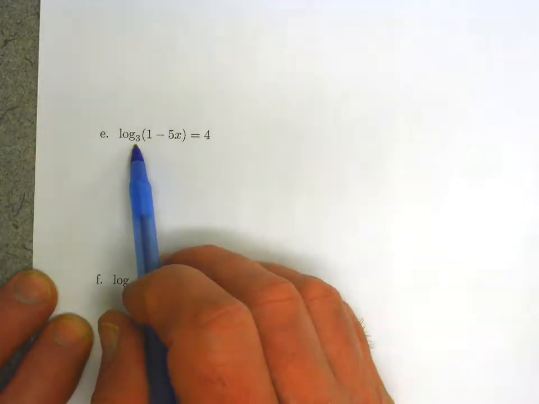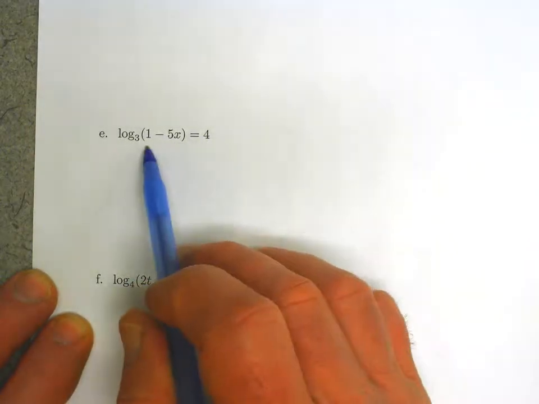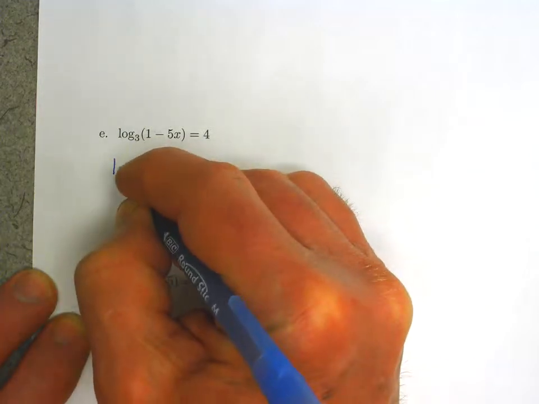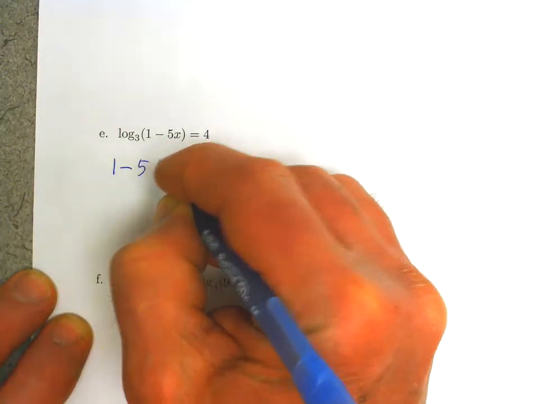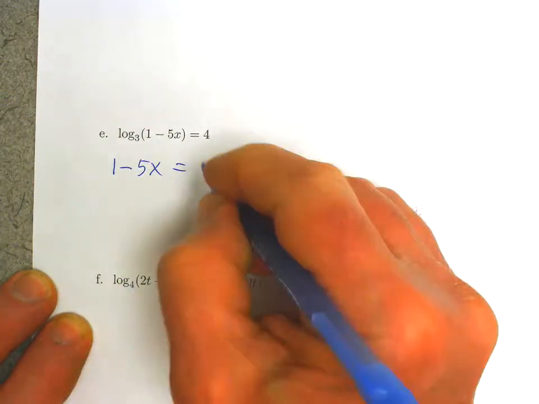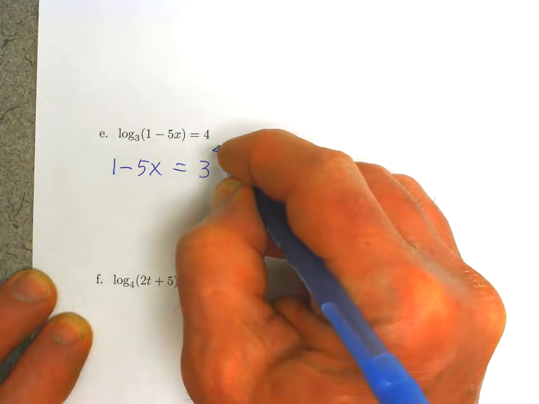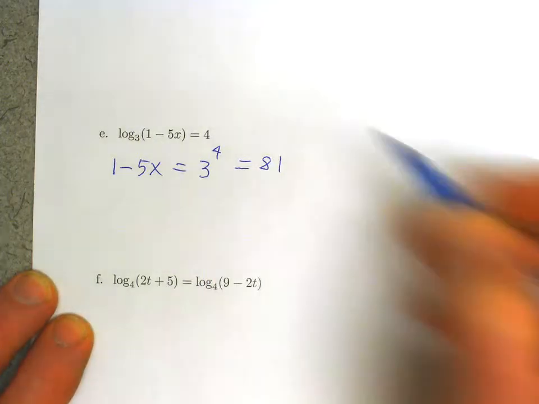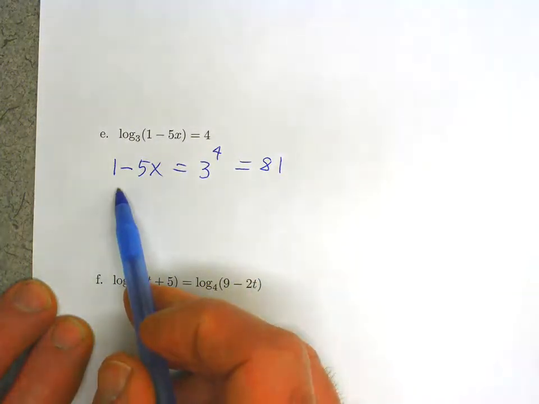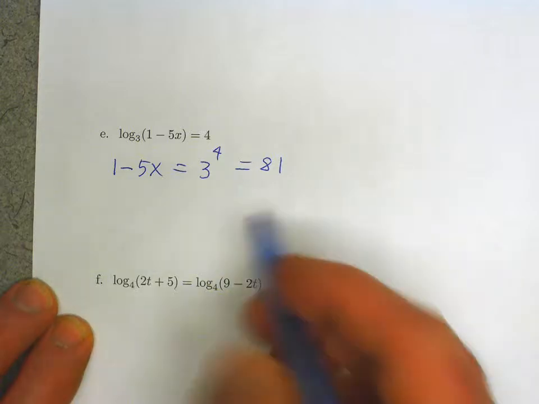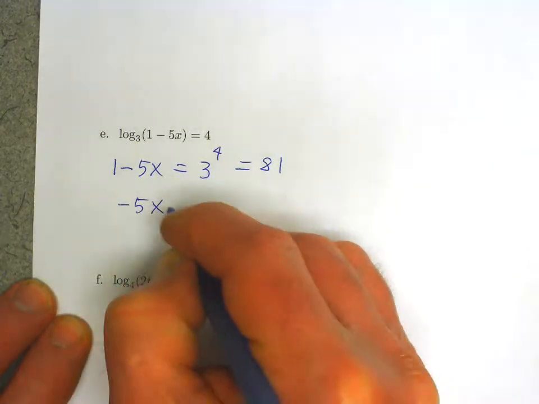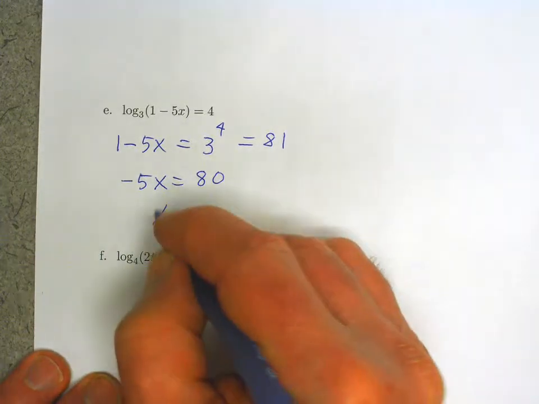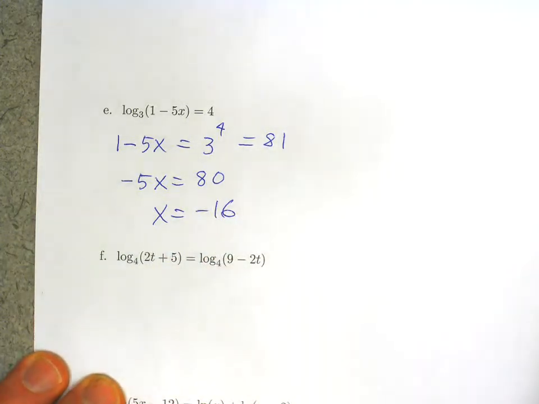The base number 3 raised to the exponent 4 equals the argument 1 minus 5x. Or you could say the argument 1 minus 5x is equal to the base number 3 raised to the exponent 4. 3 to the 4th is just 81. And so now we can subtract 1 from both sides. We get negative 5x equals 80. Then divide both sides by negative 5, x equals negative 16.